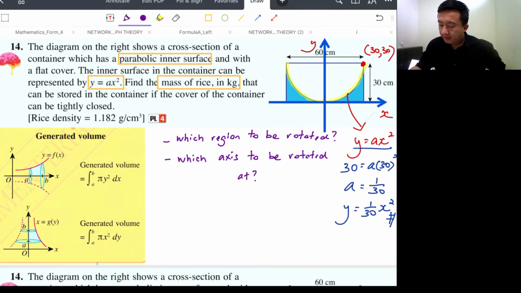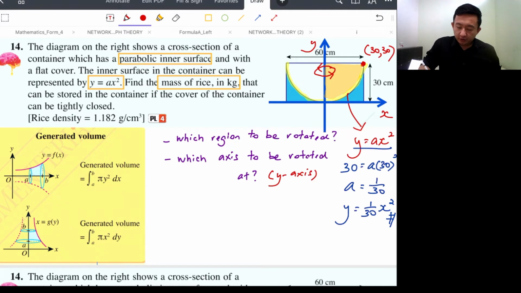In order to find the volume of the rice, you have to rotate these regions. Am I right? You need to rotate these regions along which one, x or y? In this case, the y-axis. When you rotate these regions along the y-axis, that will be the volume of the rice. Depending on the context, x-axis or y-axis, which regions are you going to turn? In this case it's the y-axis.